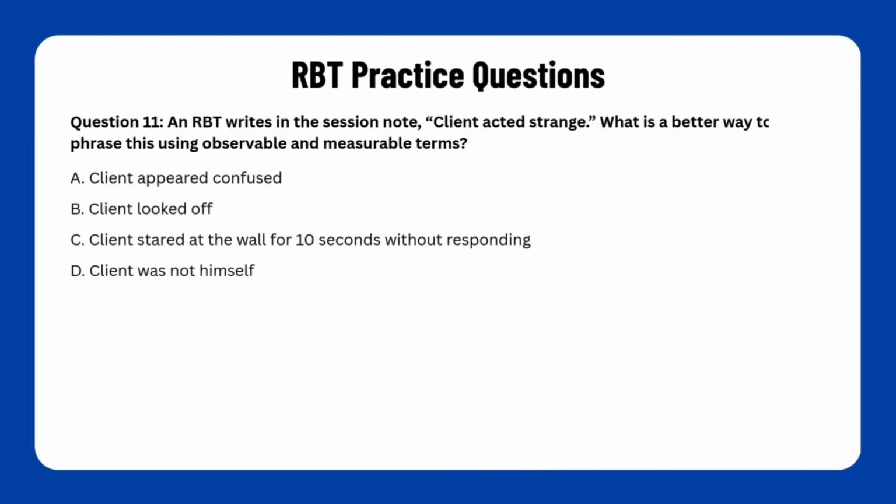Question number 11. An RBT writes in the session note, "Client acted strange." What is a better way to phrase this, using observable and measurable terms? A. Client appeared confused. B. Client looked off. C. Client stared at the wall for 10 seconds without responding. D. Client was not himself. The correct answer is C.